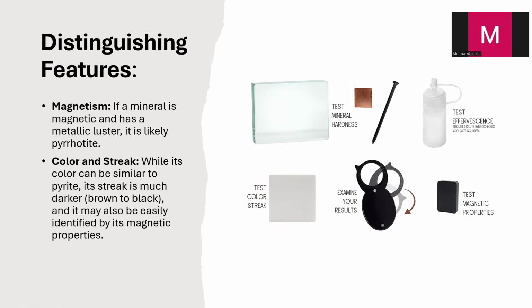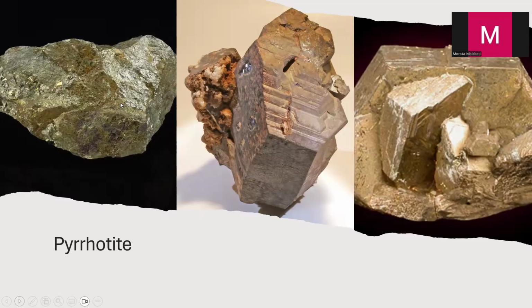Okay. And then in terms of color, it might look similar to the one of the pyrite. But the streak will be much darker as compared to the pyrite. All right, so this is the pyrite, and this is the pyrrhotite. It will be slightly magnetized, and obviously, again, it will have the dark streak.